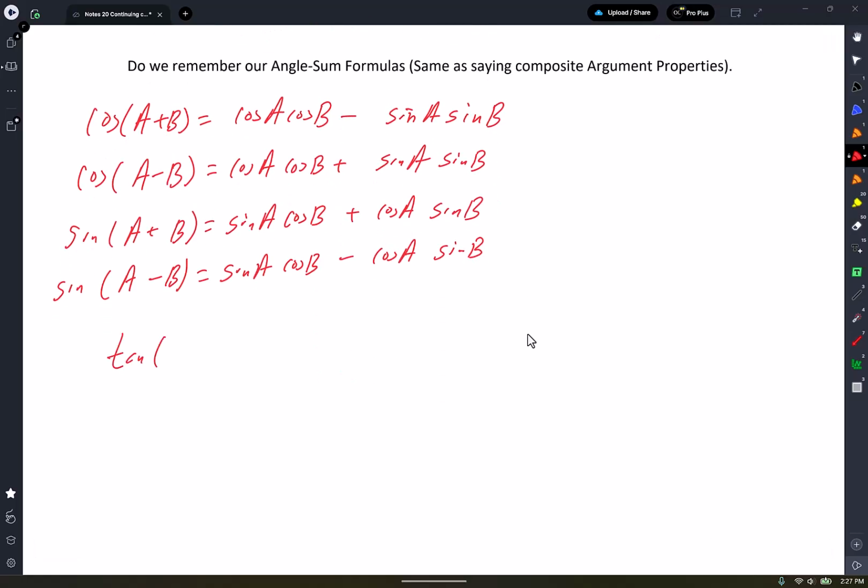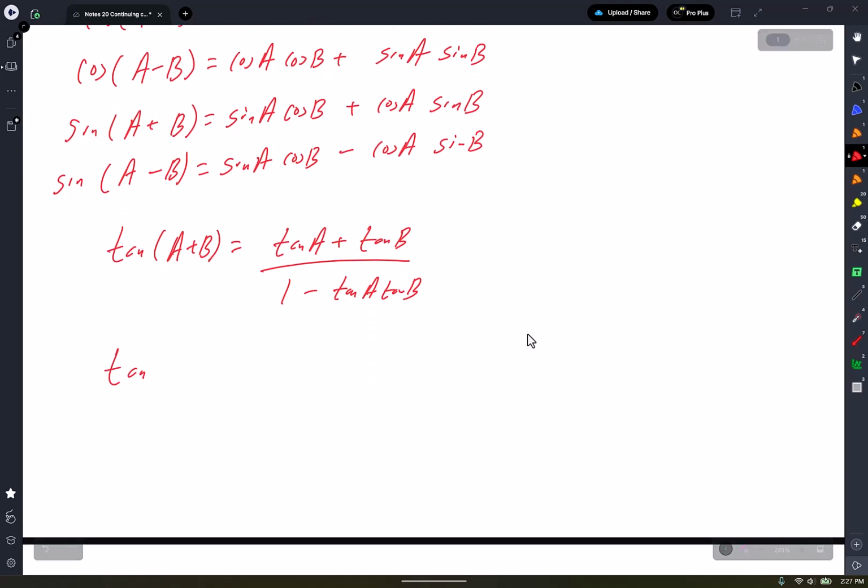These we won't really talk about much, but they're just as important. Tan A plus B, that one is tan A plus tan B over 1 minus tan A tan B. And then using context clues, and I'll slow down, I can see some of you guys still writing. If I switch this to a minus, then we just change the polarities of both of those: tan A minus tan B over 1 plus tan A tan B.